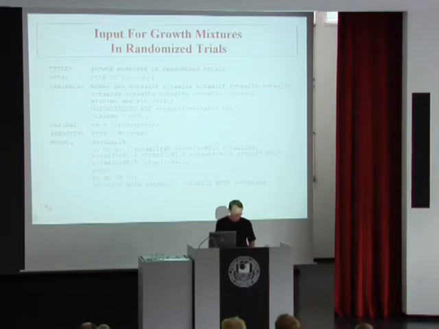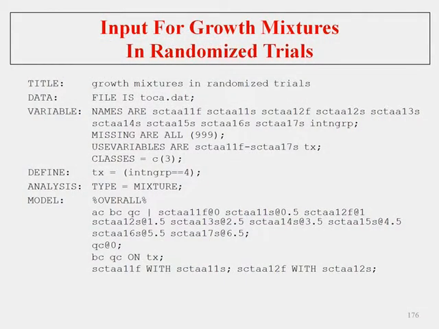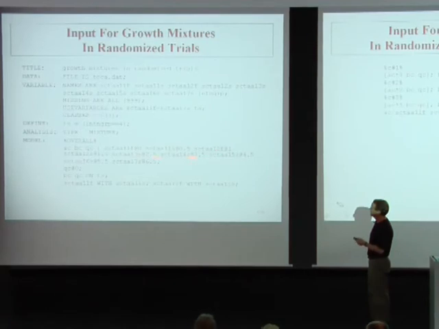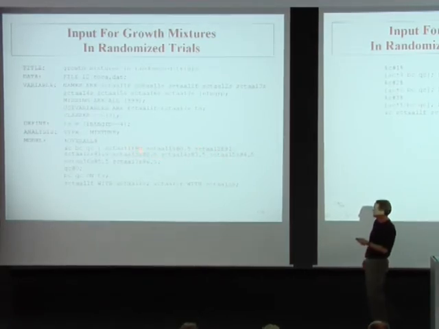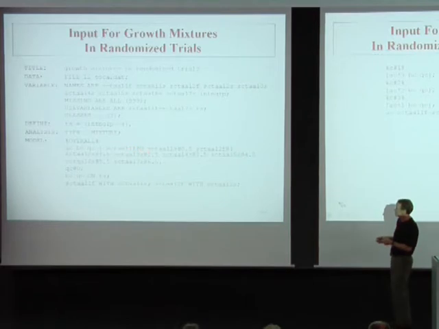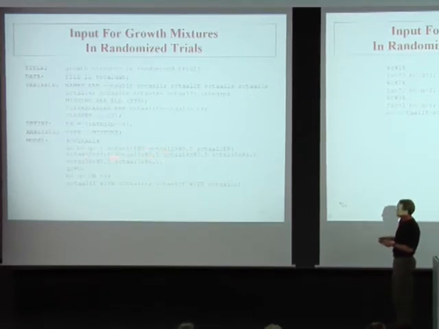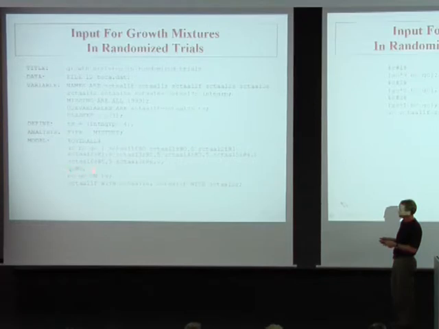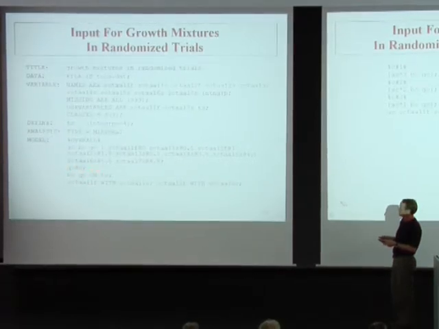Here's the input. It's nothing difficult at all. We have a three-class model here, and here are the intercept, linear slope, and quadratic slope. We center at time 1 because we want to isolate the intercept as a pre-intervention quantity. And as is often the case, you do not need the variance or residual variance for the quadratic factor. It's often a fixed effect rather than a random effect, and you just fix the variance of it to 0.